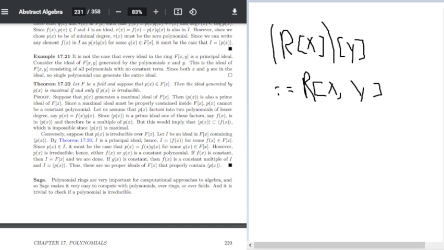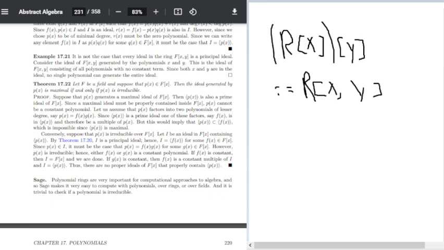Let us assume that p of x factors into two polynomials of lesser degree. Say p of x is equal to f of x g of x. Since the principal ideal of p of x is a prime ideal, one of these factors, say f of x, is in it, and therefore is a multiple of p of x. But this would imply that the principal ideal of p of x is a subset of the principal ideal of f of x, which is impossible since p of x is maximal.